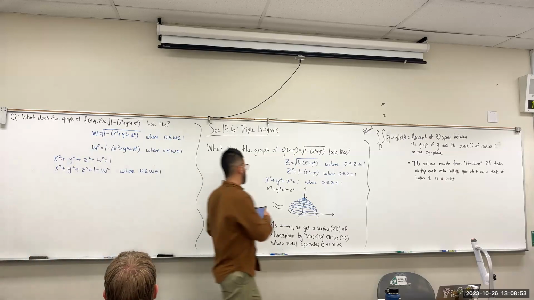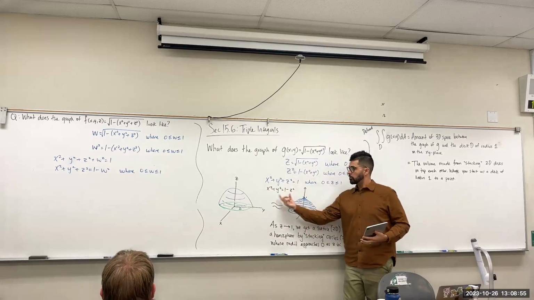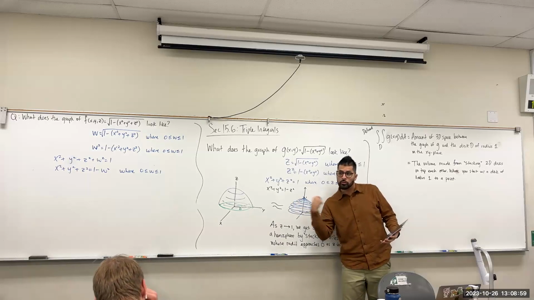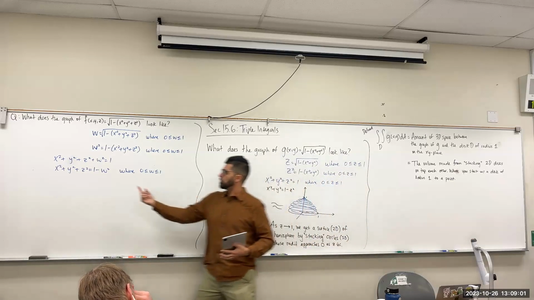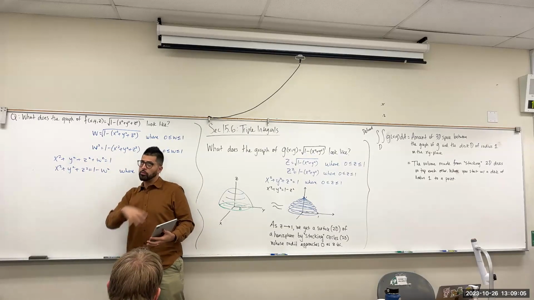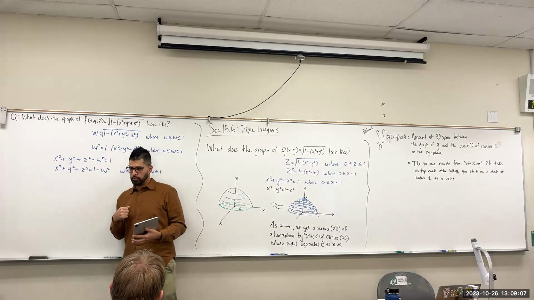Similar to when this was 0, this was just the circle. It was not the disk. Right? It just included the boundary of the circle. So when w is 0, this will just include the boundary of the surface, or the boundary of the sphere of radius 1, which is just the surface.